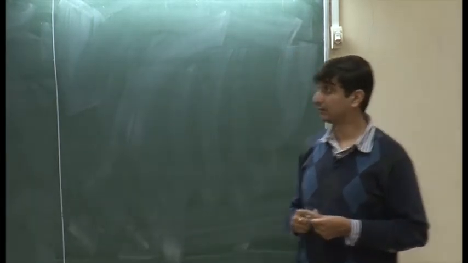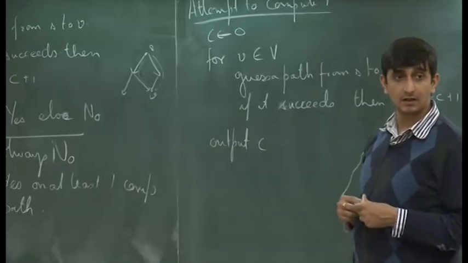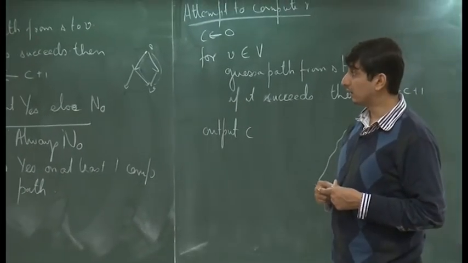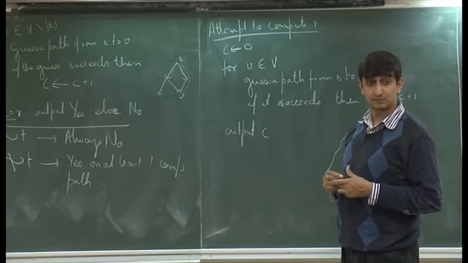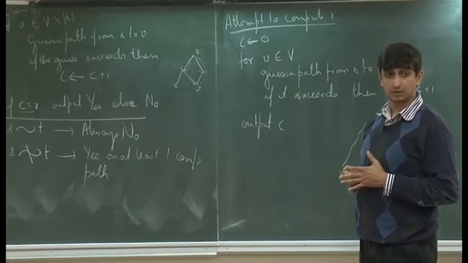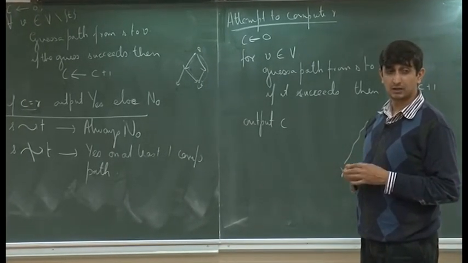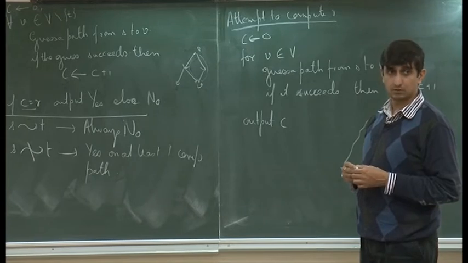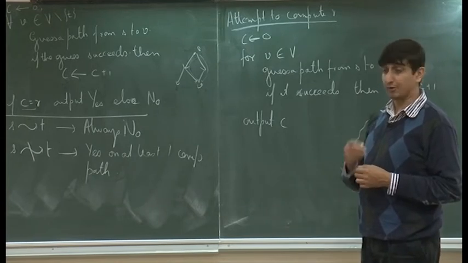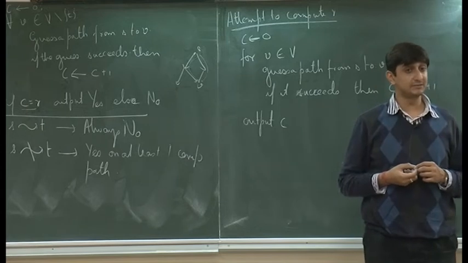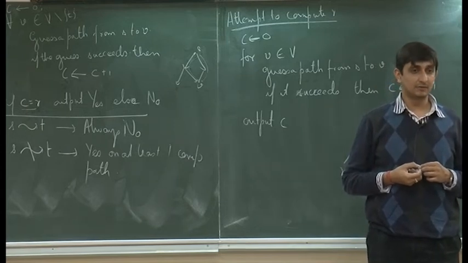Why can't we directly guess a path from S to T? We compute all possible paths, and if the answer of every computation is no, then we output no, else yes. How do you know that the answer of every computation is no? That you do not know.